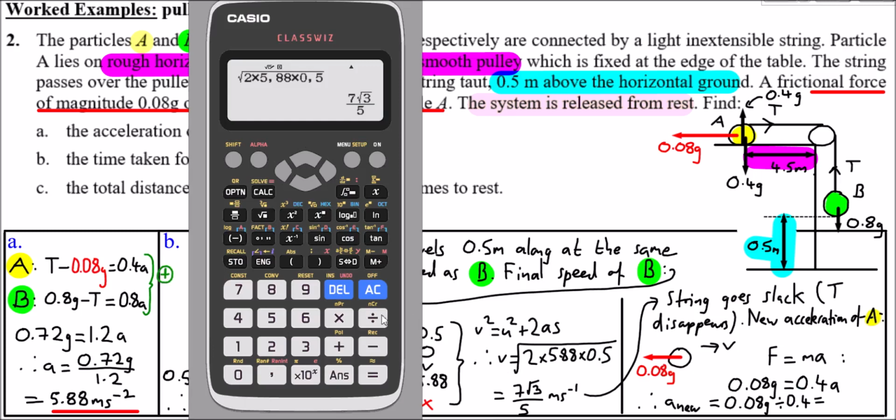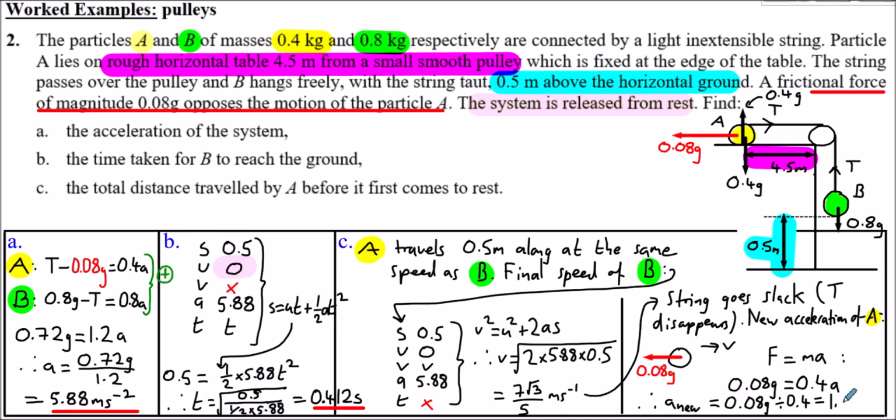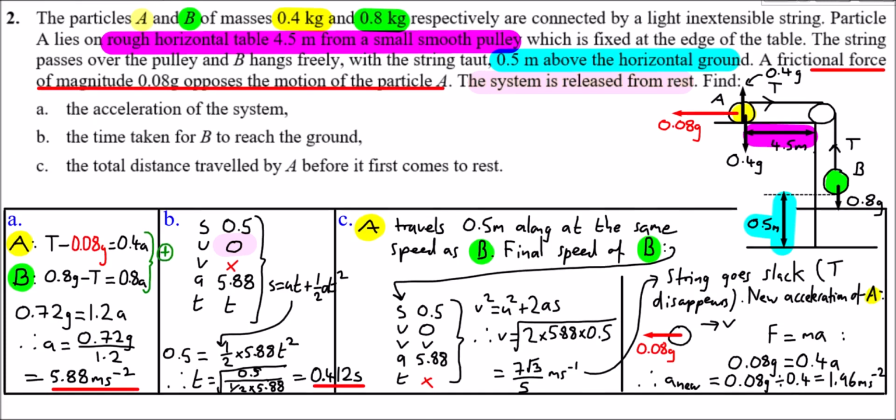Let's work out what this is. So 0.08 g, which is 0.08 times 9.8. Divide that by 0.4. We get that the new acceleration is going to be 1.96. We could have left that in terms of g, that would have been fine as well. At this point I'm going to throw in the towel. I can't squeeze any more on the page. I'm going to have to scroll down. I'll give up. I'm defeated.